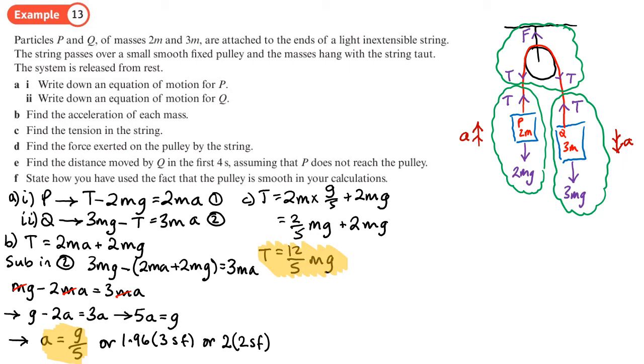That's for part C. Part D, it's asking us to find the force exerted on the pulley by the string. Okay, the force exerted by the pulley on the string is this F, what I've called F, and that's equal to 2T, those two tensions. So F equals those two tensions that are pulling down. So this would be like my other equation, not really of motion, but equation of balance, really. So that force is basically just equal to 2 times the 12 over 5 mg. So that force that I've called F, we've got 12 over 5 times 2, and we get 24 over 5 mg, or 4.8mg. It's just the two tensions because they're both pulling downwards.